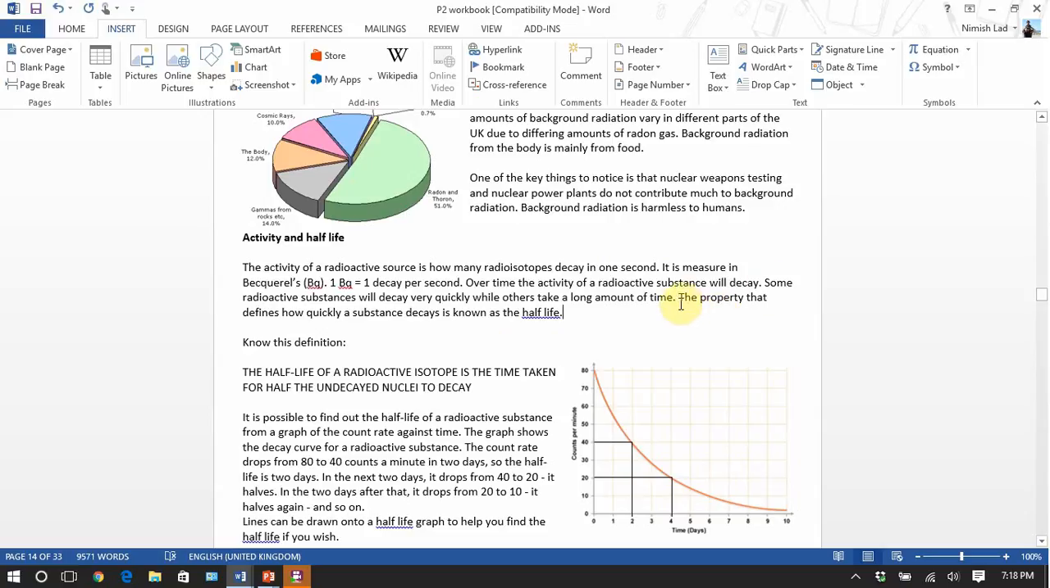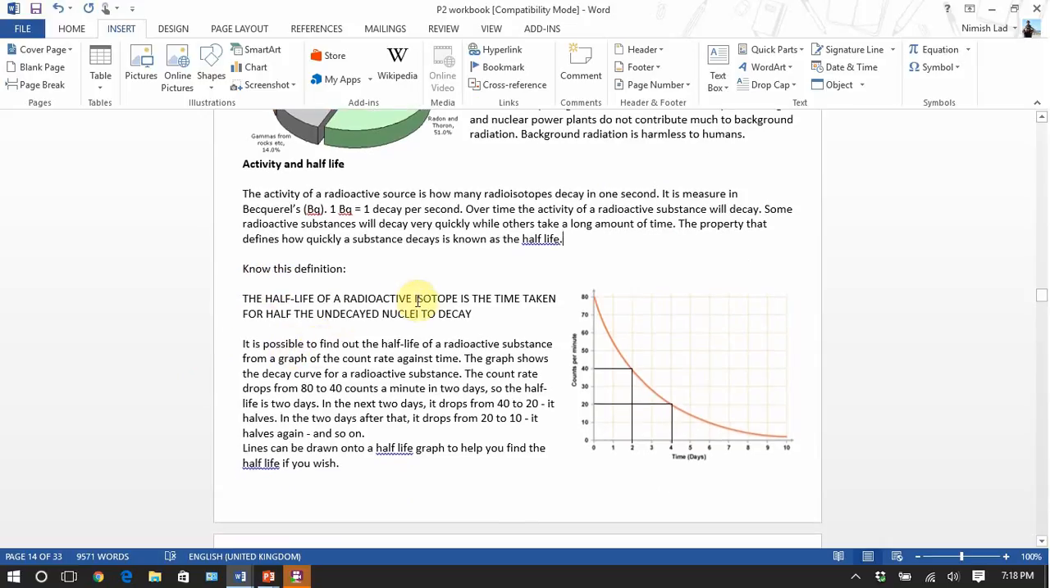So the property that defines how quickly a substance decays is known as the half-life. Know this definition, it's come up a couple of times. The half-life of a radioactive isotope is the time taken for half the undecayed nuclei to decay. So if I started with 80, after one half-life it would be 40, after two half-lives it would be 20.